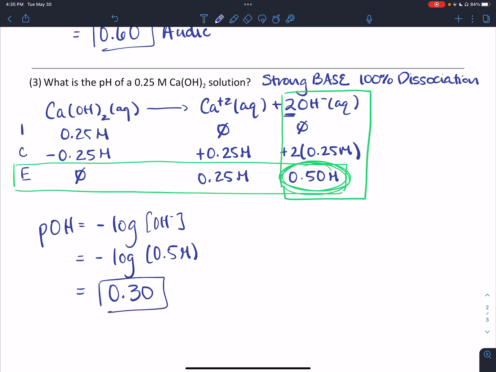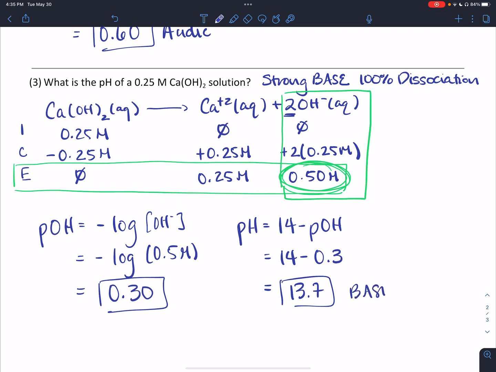But the problem asks for pH, and I know that the pH is equal to 14 minus the pOH. So in this case, 14 minus 0.3. So I have a pH value of 13.7. Well, this is clearly a basic solution. And if I look, what I have in solution after the reaction is hydroxide, which is a base. So that makes sense.